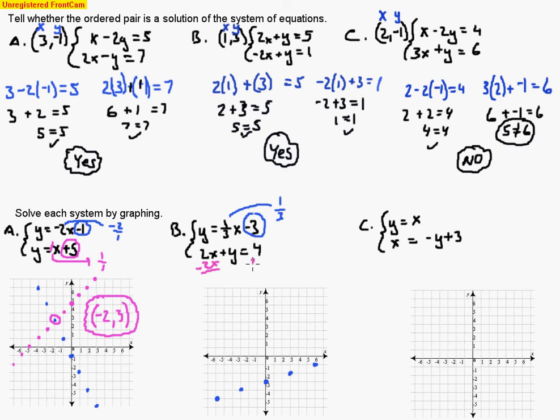We always want to get y by itself. So now I have y by itself. Y equals -2x plus 4. Remember, 4 is the y-intercept. So you're going up 4 spaces. 1, 2, 3, 4.